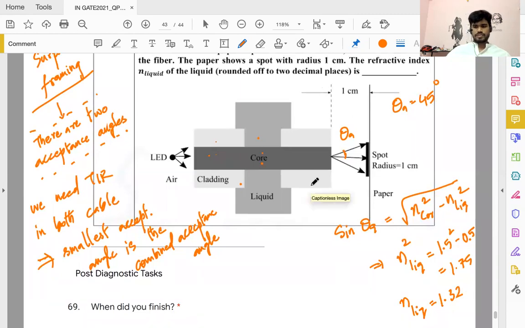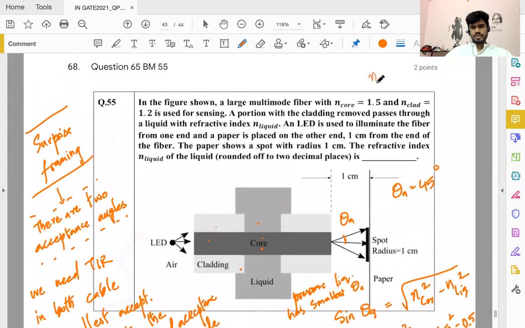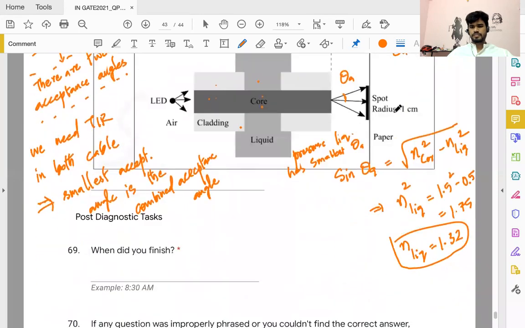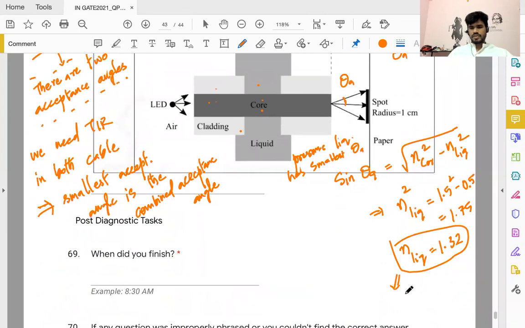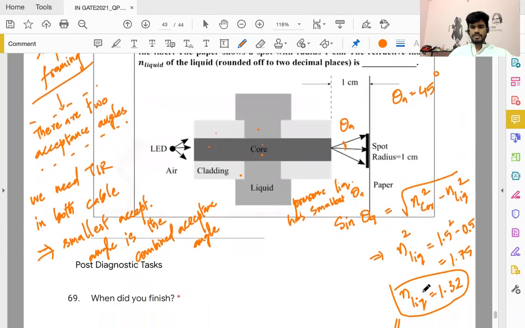Okay. Notice, is our original assumption correct? We presumed the liquid part has the smallest theta a, which is why we proceeded with this. And we could also see this: n liquid is 1.32. The numerical aperture for this is smaller than for core and cladding. This is actually in this case greater than n cladding. That means this is fine.